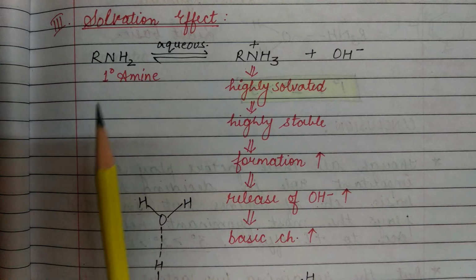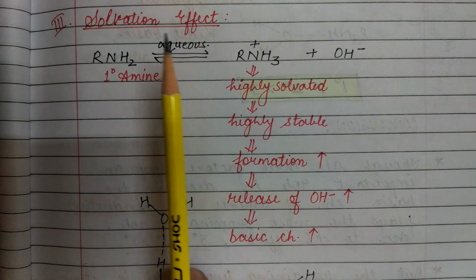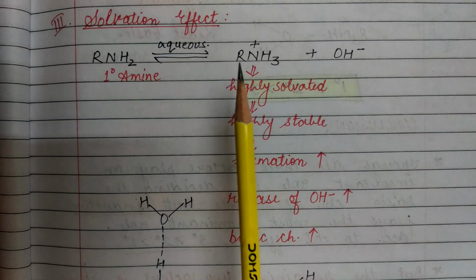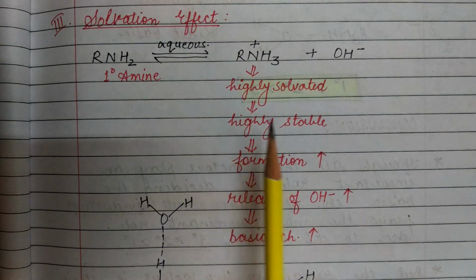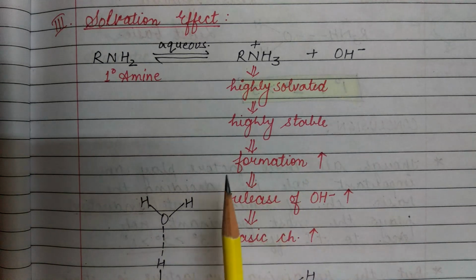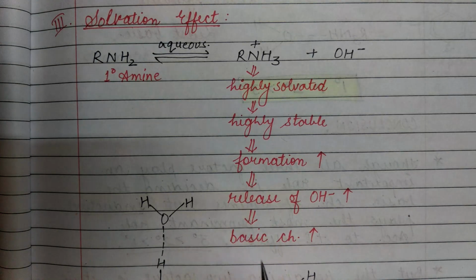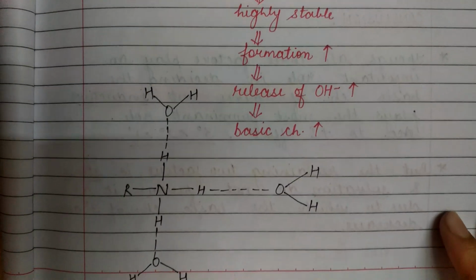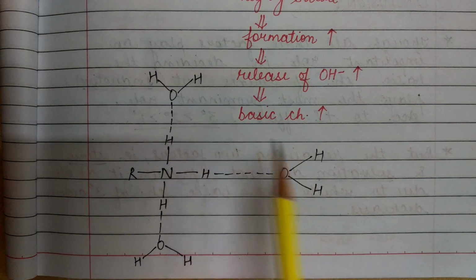The third effect is the solvation effect. A 1 degree amine, when it reacts with water, that is in aqueous medium, forms RNH3 positive plus OH negative. This is highly solvated, highly stable. The more solvated it is, the more stable it is. The more stable it is, the more the formation, and the more the release of OH negative, so the basic character will be more. Let us look at the solvation. This is the solvation of this 1 degree amine with water.